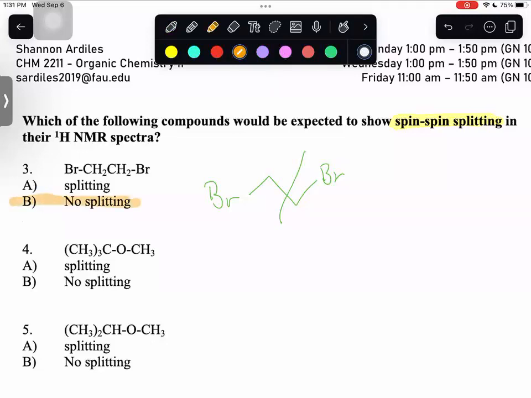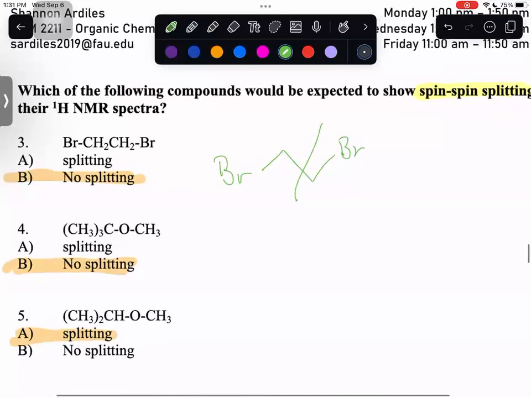Number 4, let's just write down your answer first. And then splitting, BBA, there we go. Molecule 4, can someone draw it out in bond line?